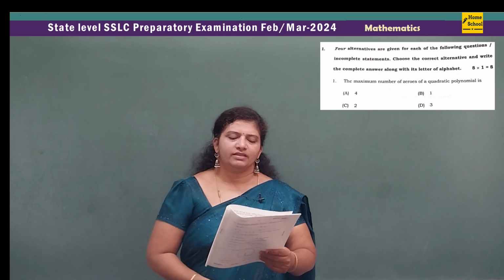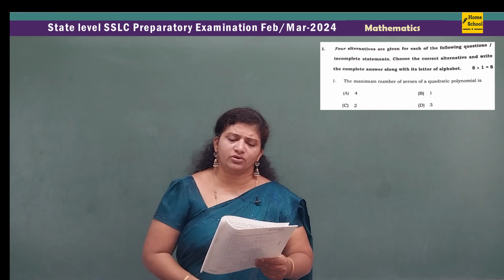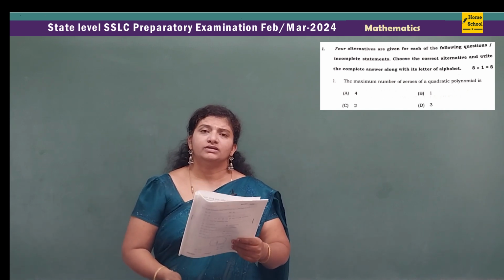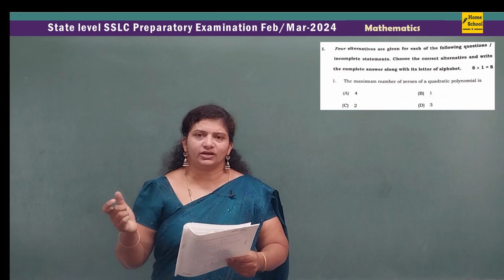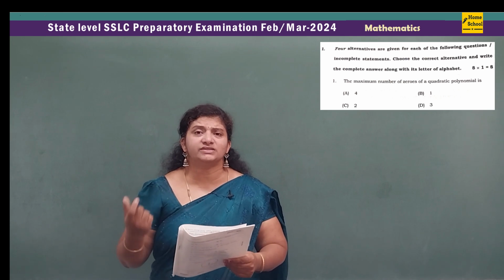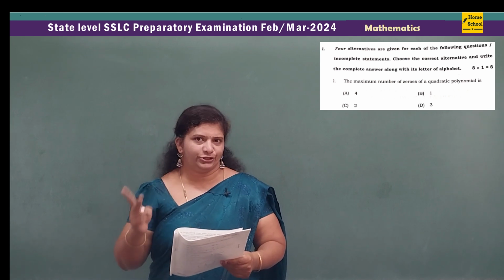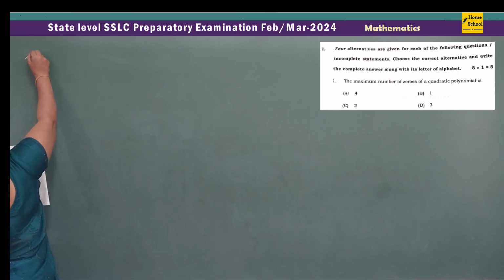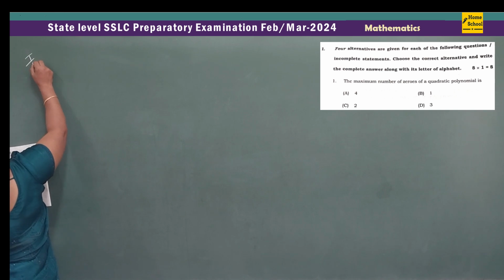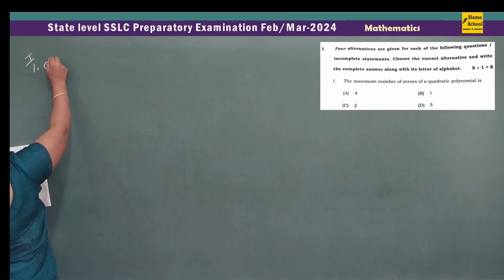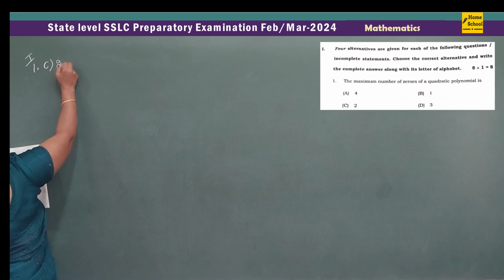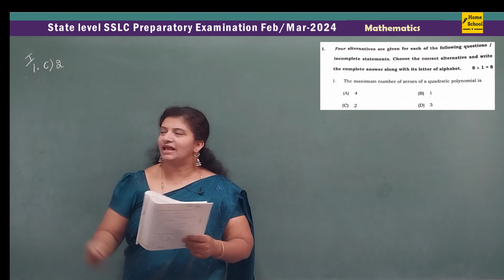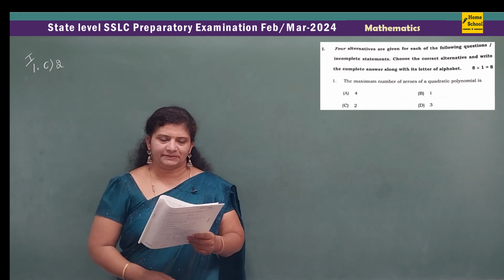First one. The maximum number of zeros of a quadratic polynomial is. See the word quadratic. Quadratic means how many zeros you will be expecting here? 2. Yes, your answer is C. Let me write your answer here in short. First one, a quadratic polynomial will have 2 zeros. Your option is C. Writing answers along with the options is compulsory.